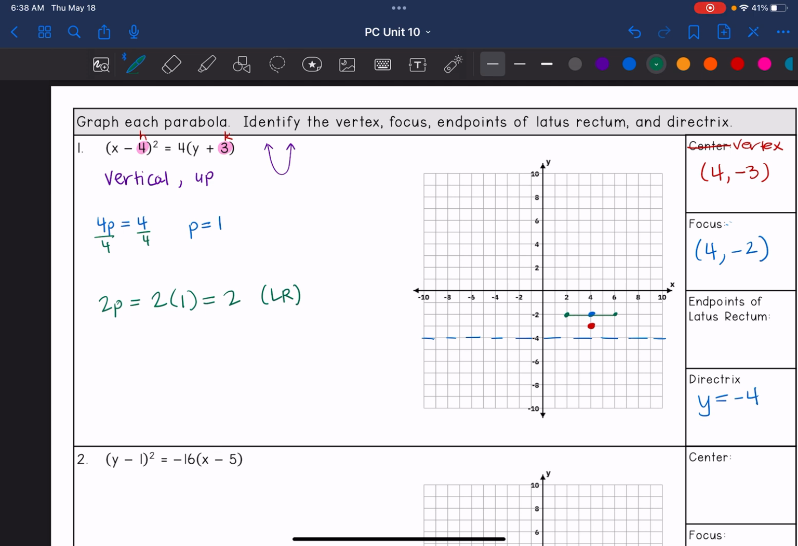So those endpoints are (2, -2) and (6, -2). And then just notice that altogether it made 4. Okay, now we are ready to draw our parabola in. So it needs to open up. We already had that kind of sketch here. This is our vertex, and it needs to go through the endpoints of that latus rectum. So it needs to go something like that when you draw it in.